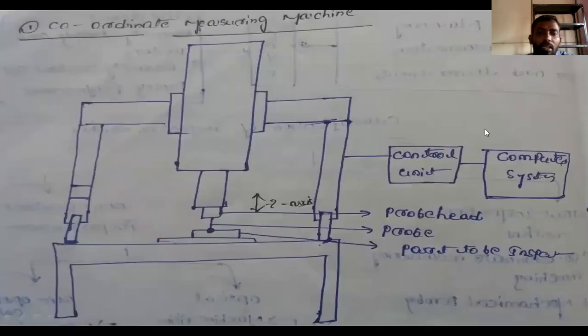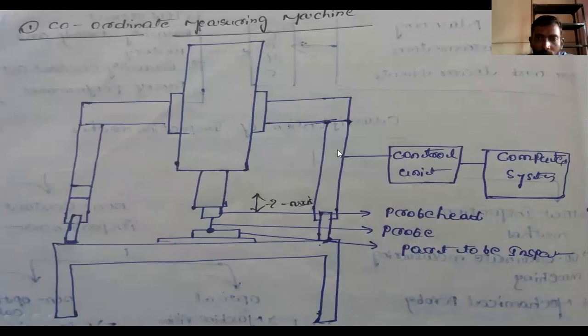Here is another diagram, a block diagram, showing the total machine of the coordinate measuring machine. There is a probe head, a probe, and a workpiece. The workpiece is the product part to be inspected.